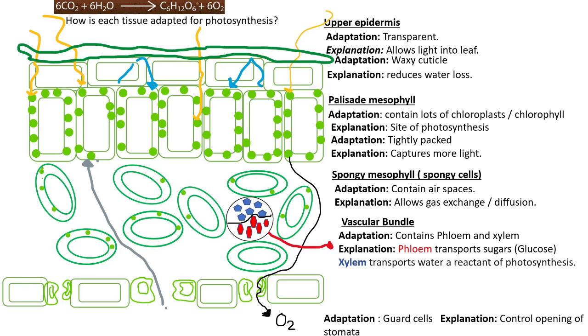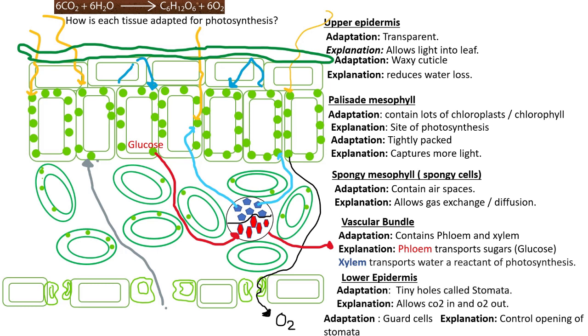It contains a phloem and a xylem. The xylem transports water, which is important because water is needed for photosynthesis, and it gets it into the chloroplasts. But the phloem takes the glucose made in photosynthesis and takes it down to the roots. Now, the lower epidermis, the final layer and tissue, contains tiny holes called stomata.